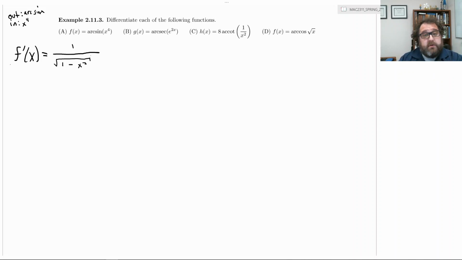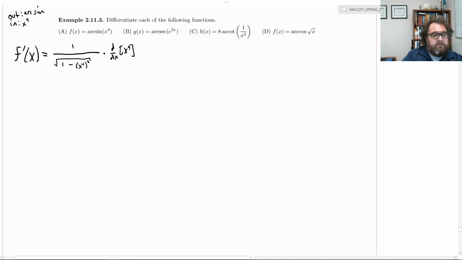Step 2 of the chain rule says you need to evaluate that at the inside function. So replace your x with the inside function. Be careful there because there's two exponents. You replace the inside function instead of x, so it's x to the fourth, squared. Then the chain rule says you multiply by the derivative of the inside function, the derivative of x to the fourth.